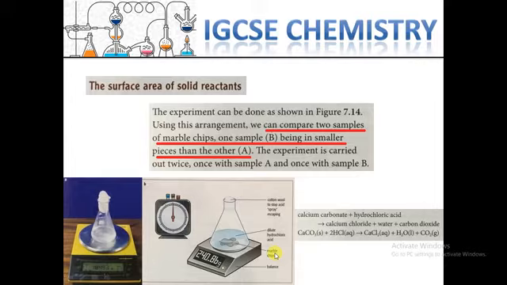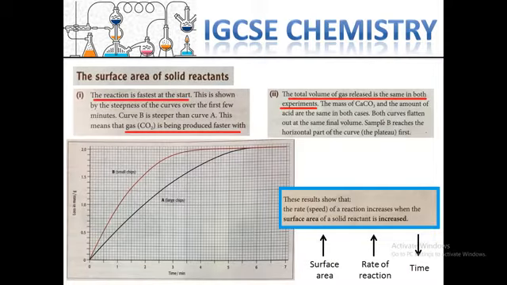When calcium carbonate reacts with hydrochloric acid, carbon dioxide will be released from the reaction. That's why we need to put cotton wool at the top, so the carbon dioxide can escape while the mass is measured. All right, then we will receive these results.